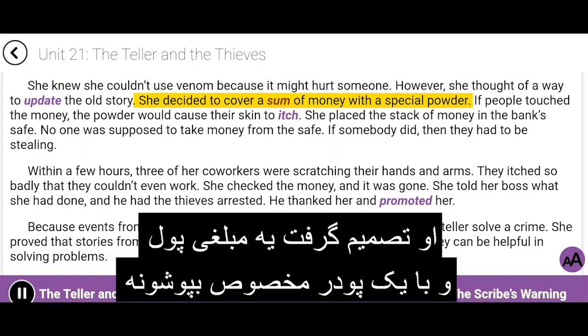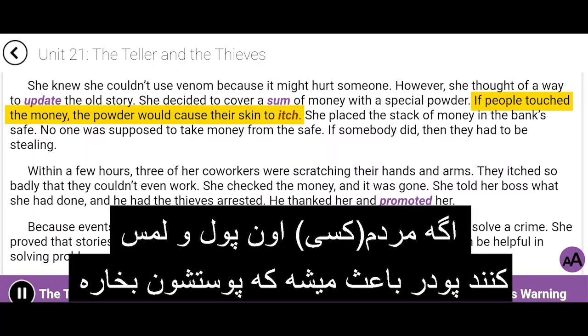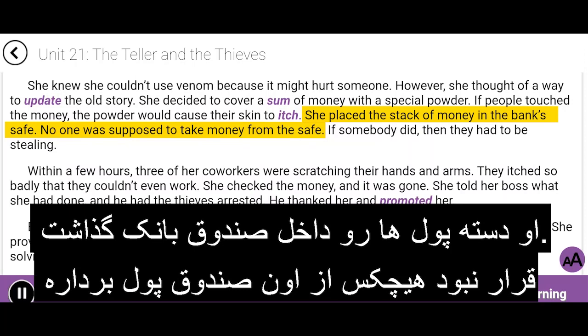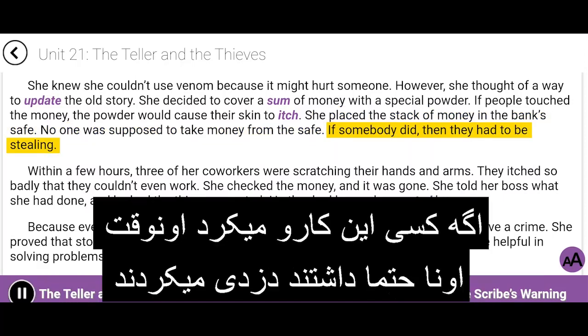She decided to cover a sum of money with a special powder. If people touched the money, the powder would cause their skin to itch. She placed the stack of money in the bank safe. No one was supposed to take money from the safe. If somebody did, then they had to be stealing.